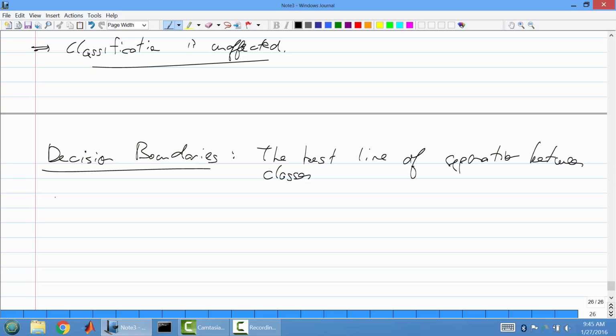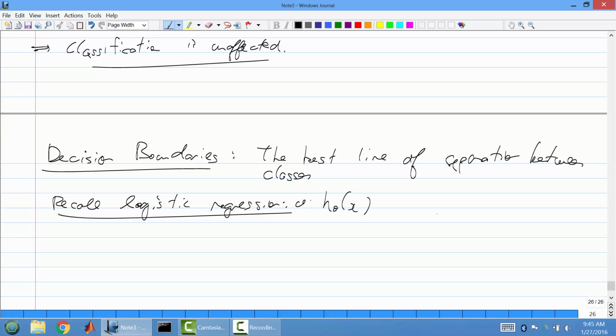So if you remember from logistic regression, the logistic function, or the sigmoid function, there's a pretty special property. So we have h of theta. If this is greater than 0.5, you classify it as a positive class, right? And if it's less than 0.5, then it's a negative class.